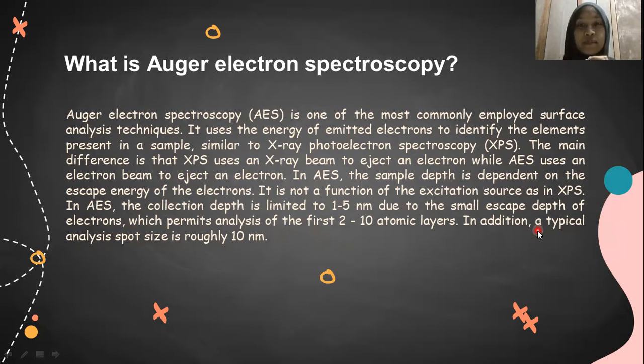In AES, the sample tip is dependent on the escape energy of the electrons. It is not a function of the excitation such as in XPS. In AES, the collection depth is limited to 1 to 5 nanometers due to the small escape depth of electrons, which permits analysis of the first 2 to 10 atomic layers. In addition, a typical analysis spot size is roughly 10 nanometers.